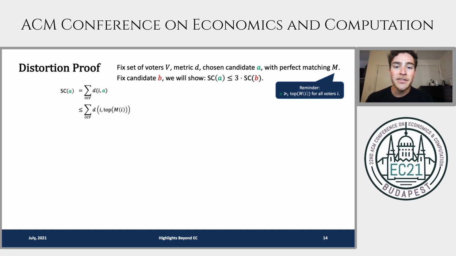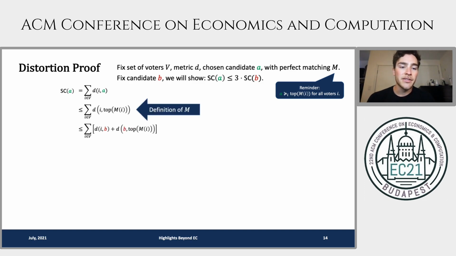Now, by the definition of the matching, this is at most the distance from I to the top choice of the candidate matched to I. This is because if voter I prefers A to this top choice, that means they're closer. That's just the definition of preferring under this metric. Right, so it's just the definition of M. This next step is just by the triangle inequality. So you can always break up distances into the distance from the first thing to B, and then the distance from B to the second thing.